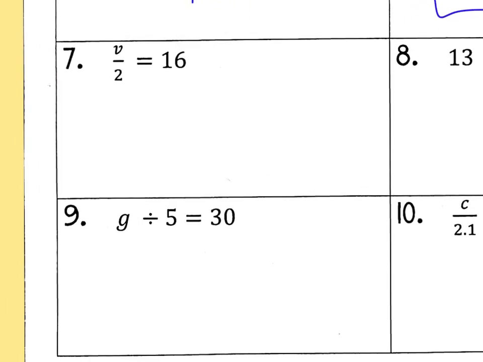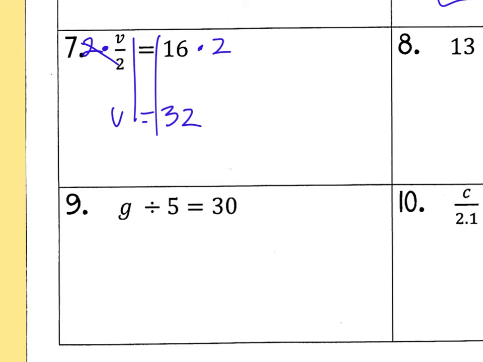Ooh, do you think you can try number 7? Let's see if you can do this one on your own. All right, did you get V equals 32? Let's walk through this one and kind of analyze what we did here.